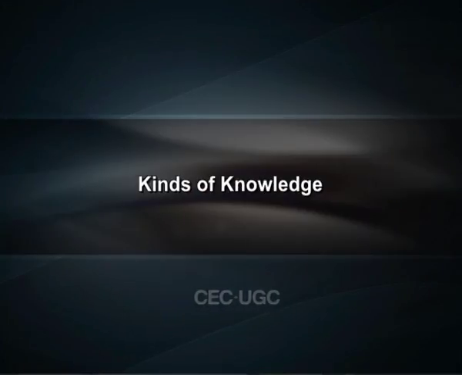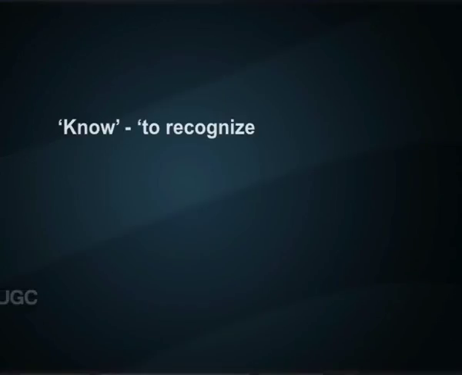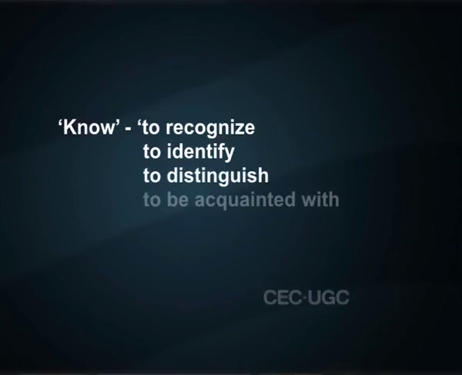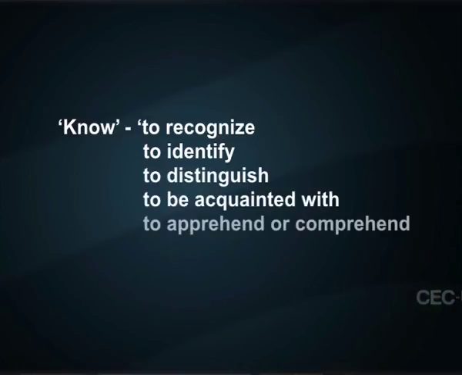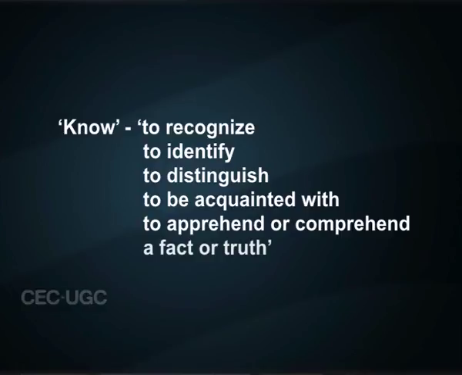Kinds of knowledge. The word know can be understood as to recognize, to identify, to distinguish, to be acquainted with, to apprehend or comprehend a fact or truth. Three different uses of the word are identified.